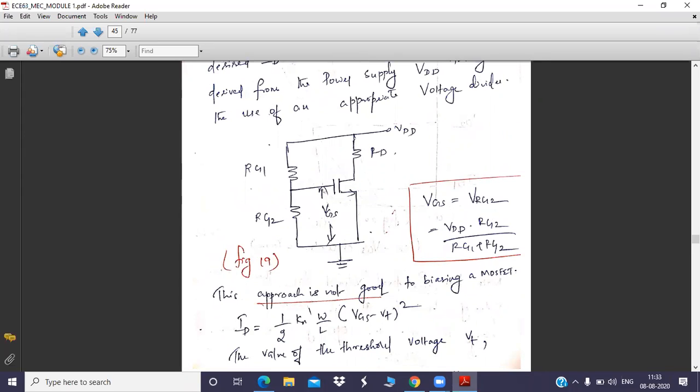I told you practically this will not be used. It has its own disadvantage. You can see there is no source resistance here. You only have a potential divider network RG1, RG2 and a drain resistance. You are not having any source resistance. So what is the drawback of this particular circuit?